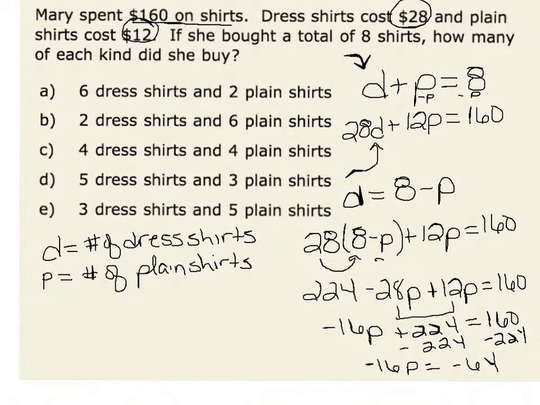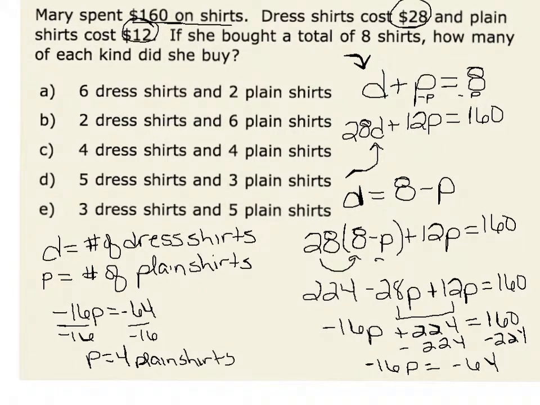In order to solve for the number of plain shirts, I take my equation, negative 16 times the number of plain shirts is equal to negative 64, and divide both sides by negative 16. Noticing that a negative divided by a negative is a positive tells me that P is equal to 4. This means that Mary bought 4 plain shirts.